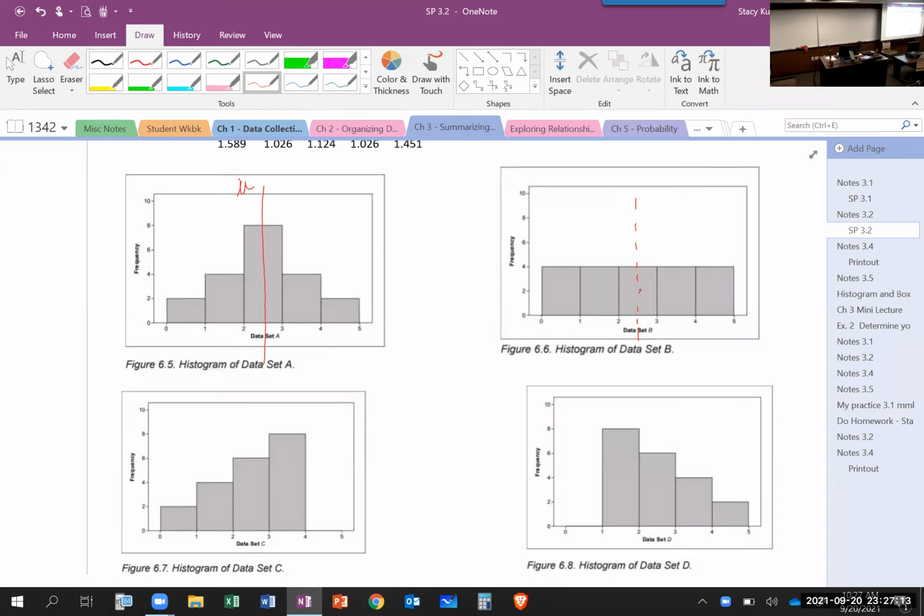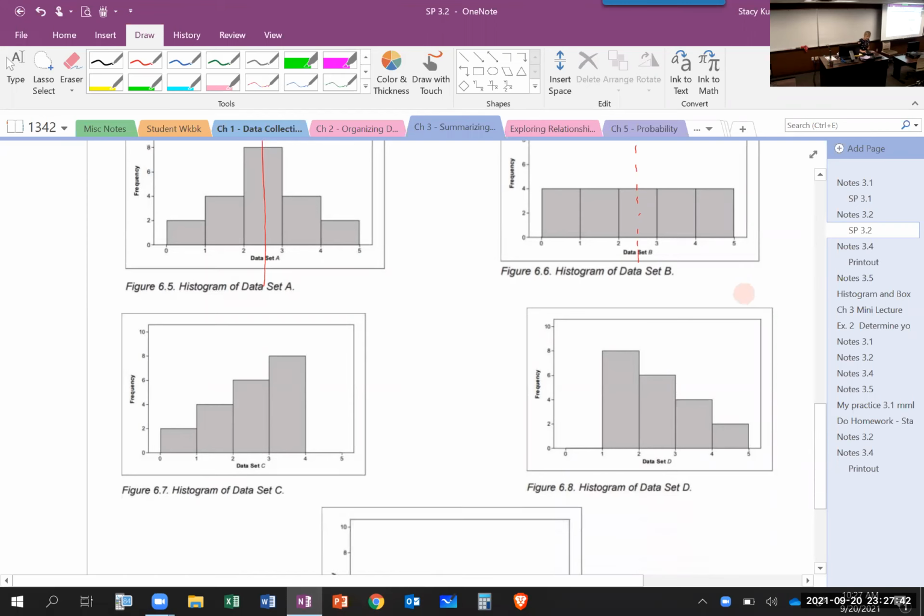Now, if we're comparing set A to set B, and I want to know who has the largest standard deviation, whose data is spread out the most, A or B? B. B has the most data spread out compared to A. Or conversely, for the smallest, A would have the smallest, B would have the largest if you're comparing the two together.